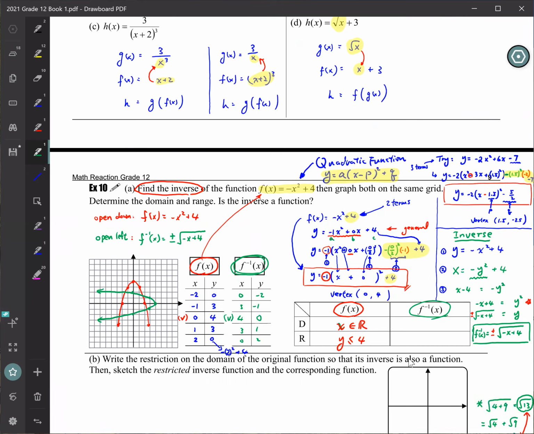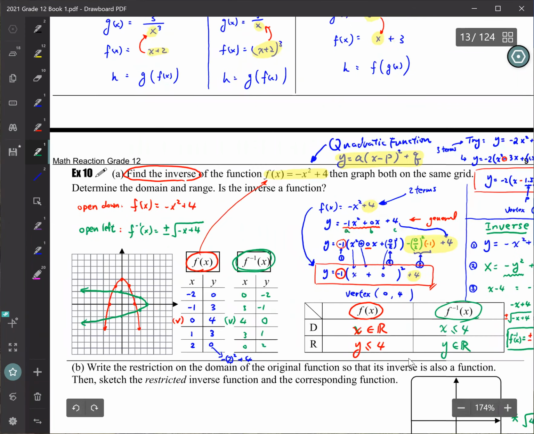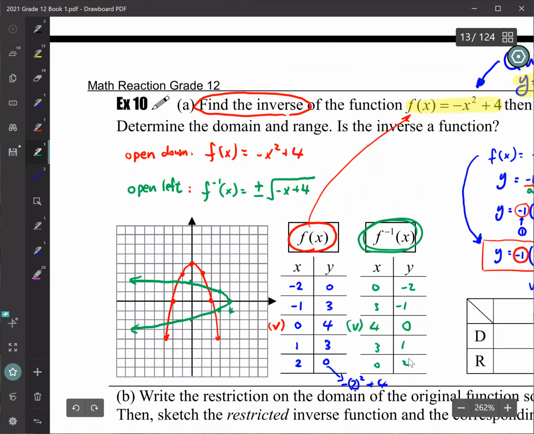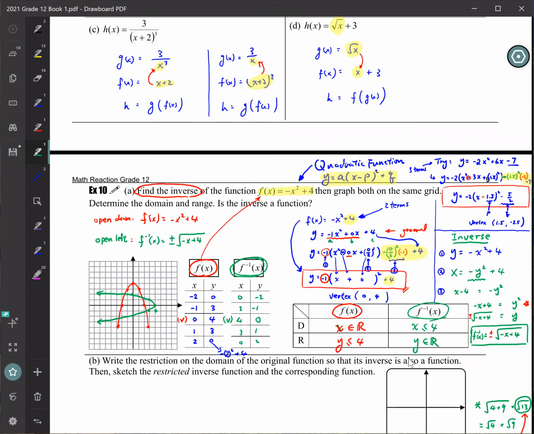Evan, how do you write the domain and range for the inverse? The first one is x is smaller or equal to 4. Okay, what about range? Then y is all real numbers. Very good. If you look at the picture, the green graph starts from 4 and goes towards the left, so x can only be less than or equal to 4. And up and down, it goes higher and higher, lower and lower, so you get all real numbers.